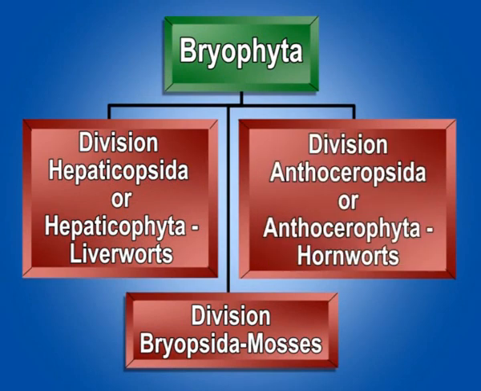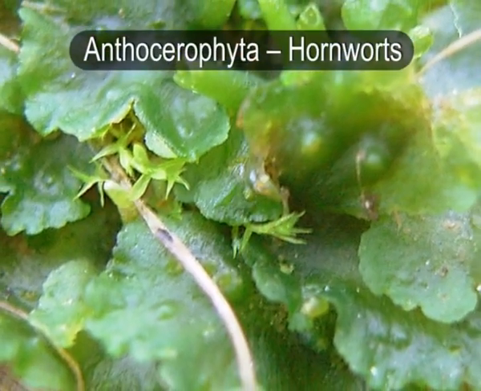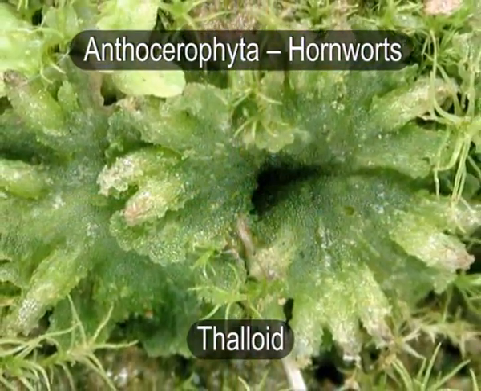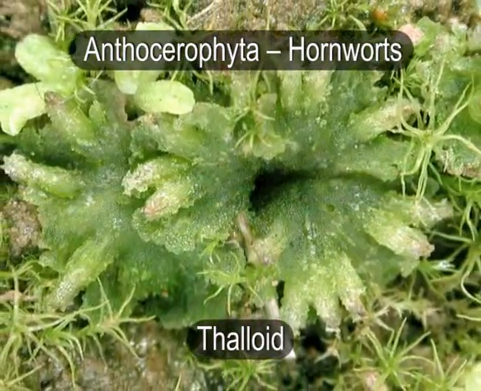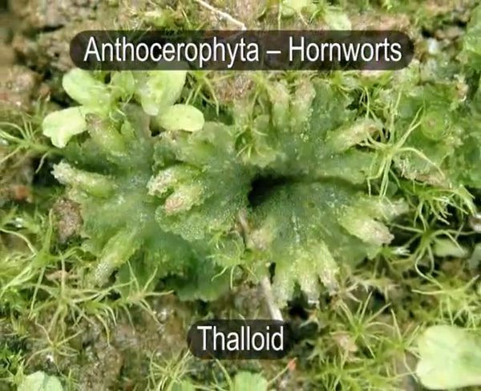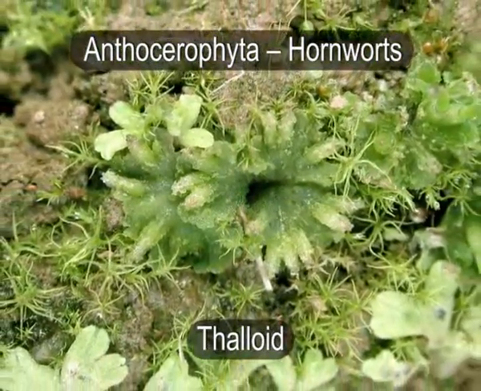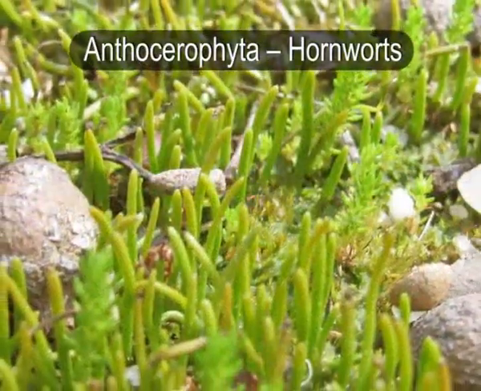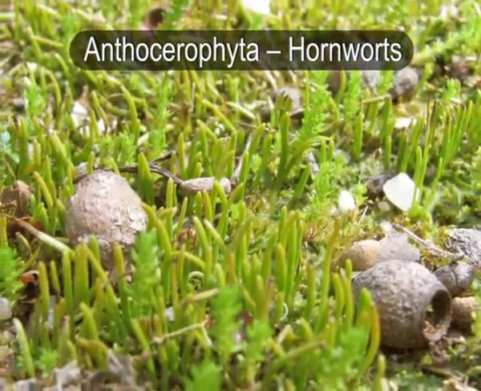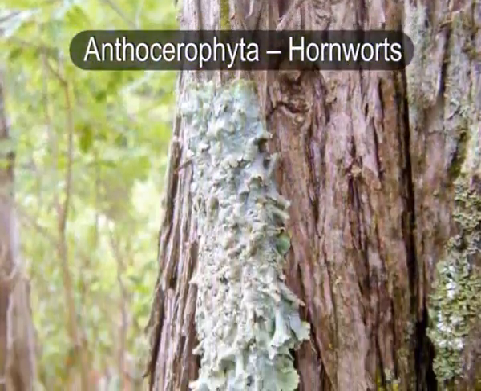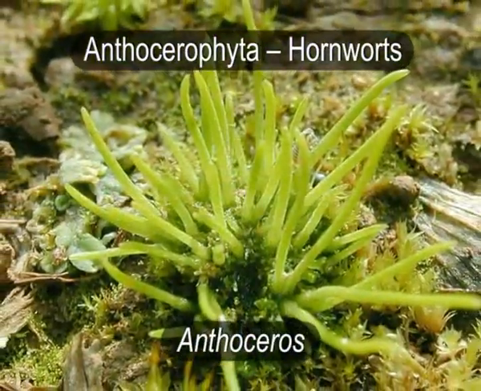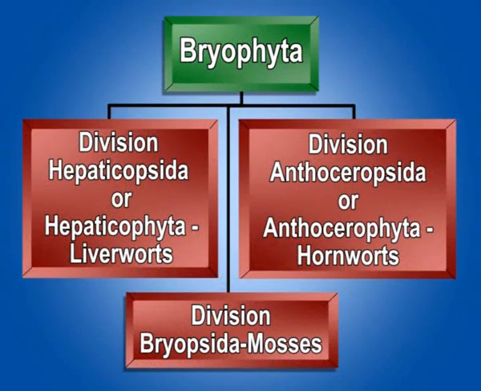Anthocerophyta, that is Hornworts. In this class, the gametophyte is thalloid. Thalli are lobed, dorsiventral, and internally homogeneous without any differentiation of tissues. Hornworts are rare in Arctic regions and are usually found in moist, shady areas, although some do grow on trees. Anthoceros is common hornwort. The last division is Bryopsida or mosses.